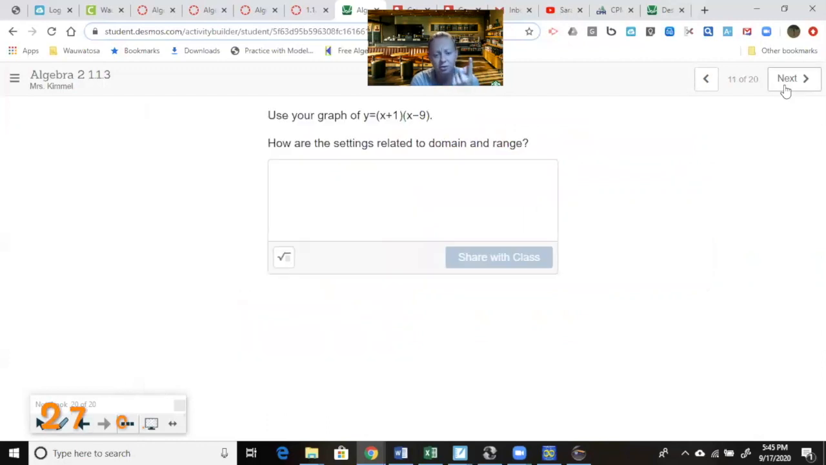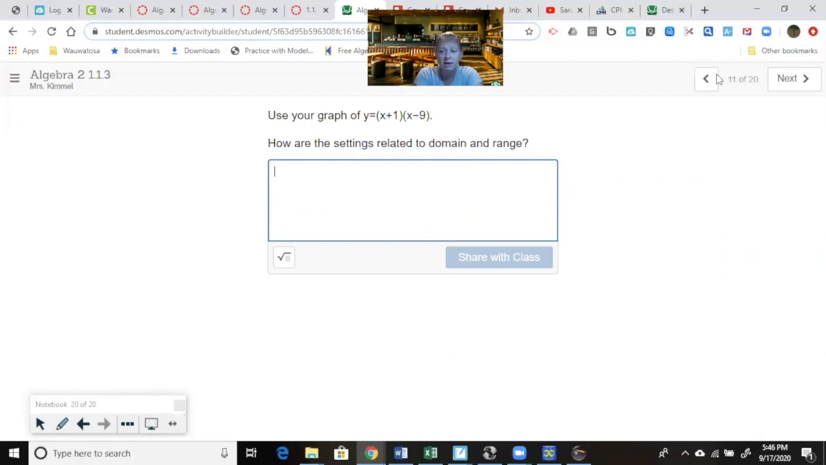Okay, so then use the graph. How are the settings related? Like I just talked about before, how are the settings related to the domain and range? They should pretty closely match, except for with these infinities. So domain, for a parabola, how far left and right does it go? On forever. So what settings relate? It's how much you have showing on the x-axis.